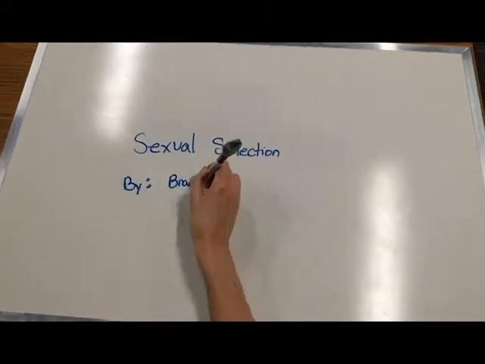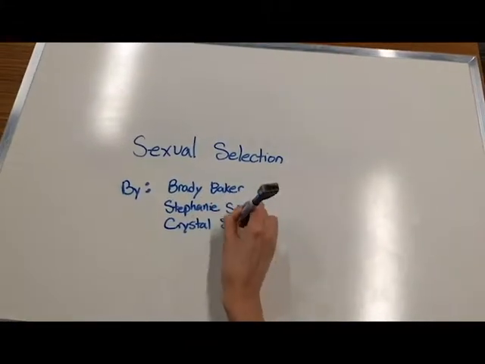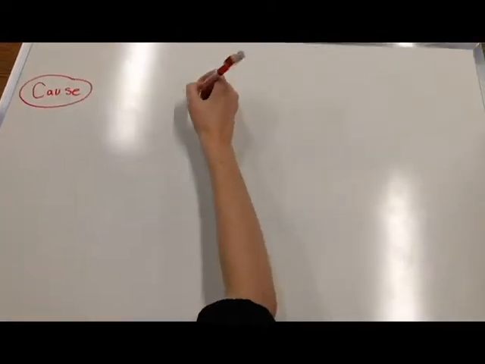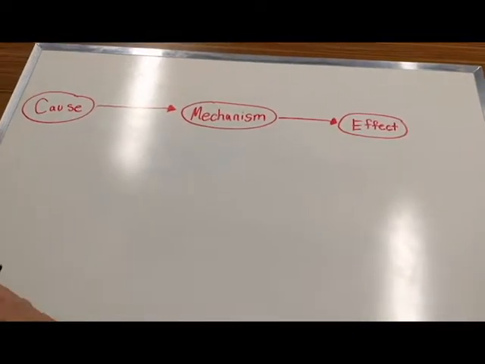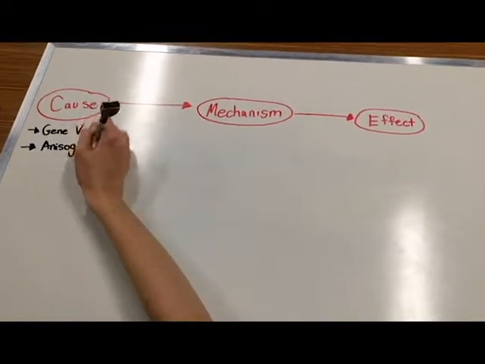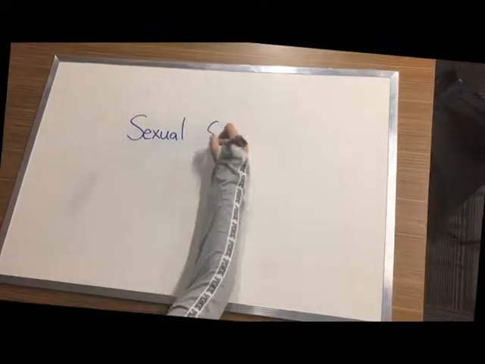Evolution occurs due to a number of factors including natural selection, gene flow, mutation, genetic drift, and sexual selection. In this video, we'll be focused on sexual selection, exploring the cause, mechanism, and effect. Sexual selection occurs in species with two biological sexes, in which one sex picks their mate based on specific qualities that individuals possess.